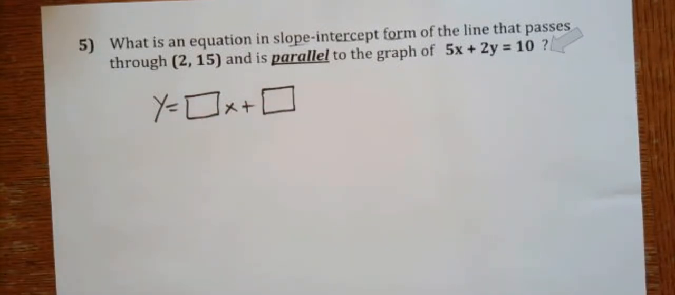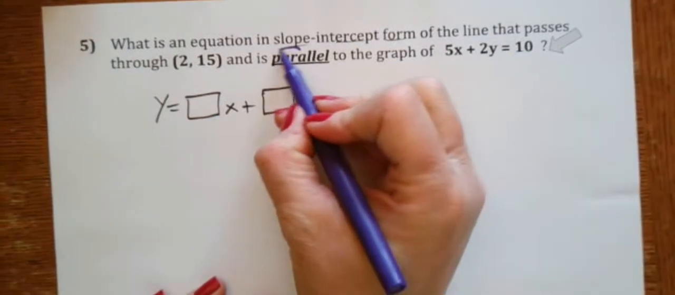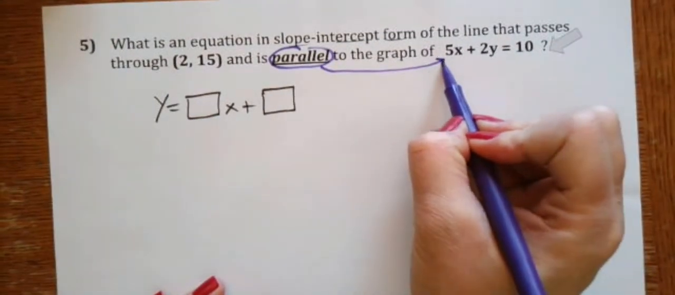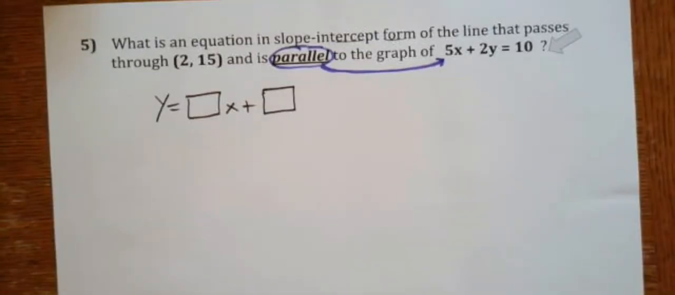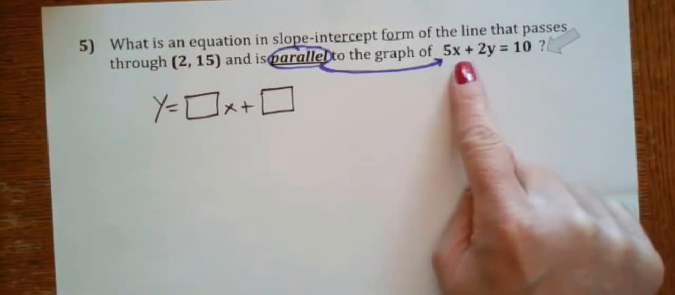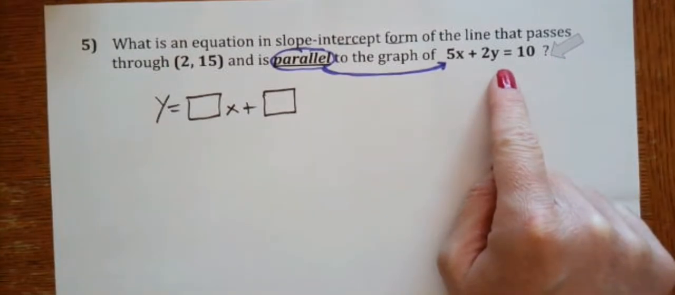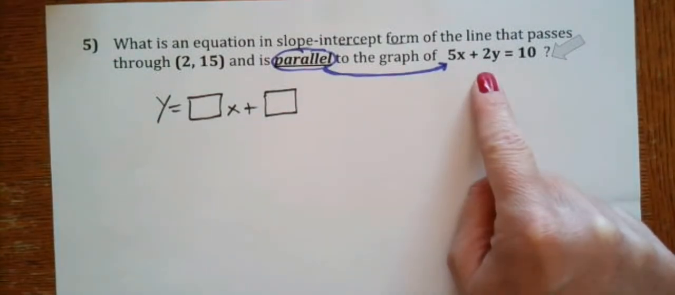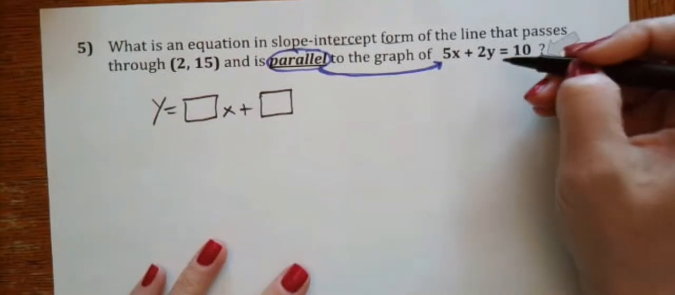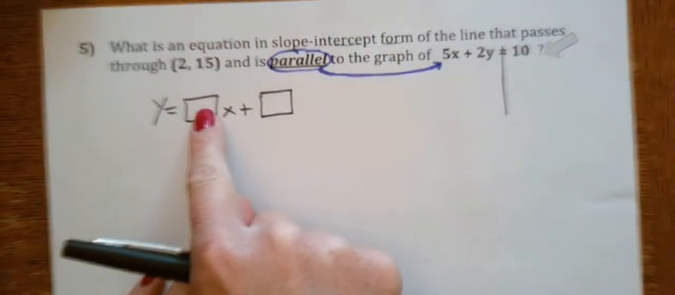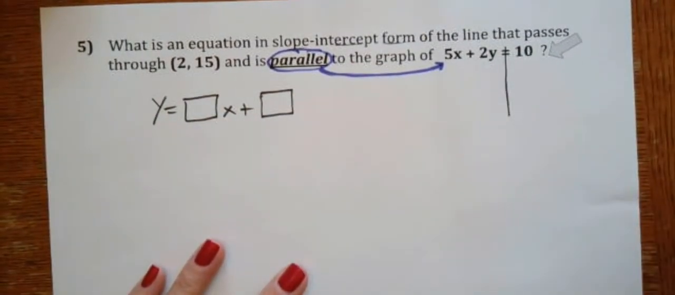Okay, so what we know is that it must be parallel to this line right here. And we know that parallel lines have the exact same slope. Well, just by looking at this equation, you notice it's in standard form. Can you tell what the slope is when it's in standard form? No, we can't. So we're going to have to convert this equation so that it is in slope-intercept form so we can figure out the slope of this line.